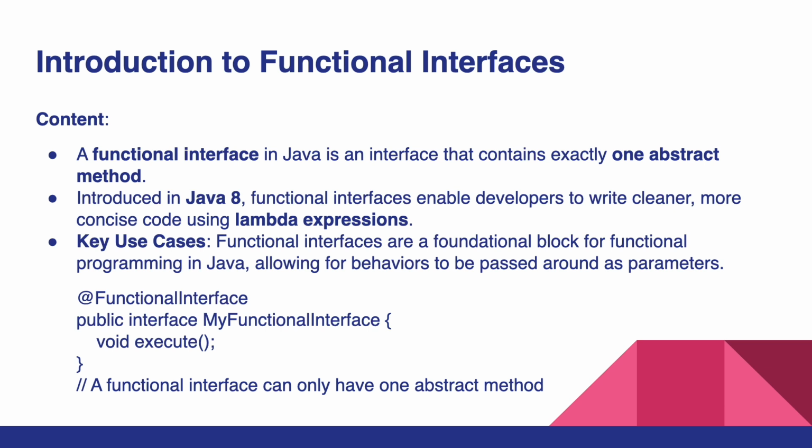A functional interface in Java is an interface with exactly one abstract method. This concept was introduced in Java 8 to facilitate functional programming and to support lambda expressions. With a single abstract method, functional interfaces allow you to represent a function as an object, providing a neat and concise way to encapsulate behaviors.